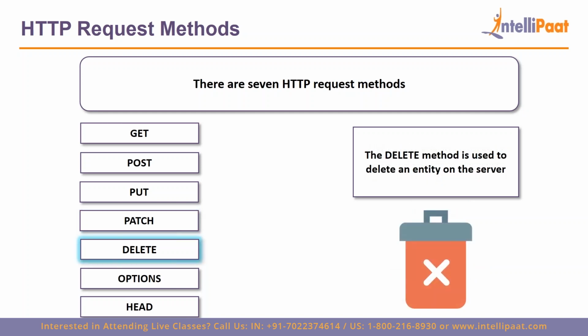Then there's DELETE, and I think DELETE is self-explanatory. It's used to delete an entity on the server. So DELETE takes in the request, takes in some data that could help you identify the entity, such as the ID or anything else that could uniquely identify one entity on your server, and then it deletes that entity for you and sends back the result of whether or not the delete was successful.